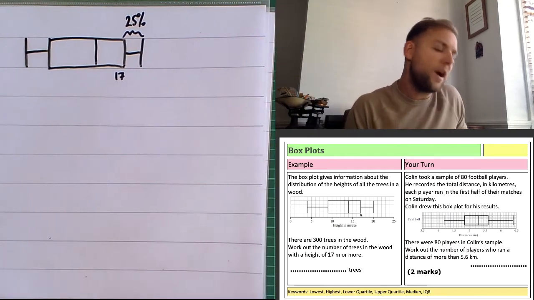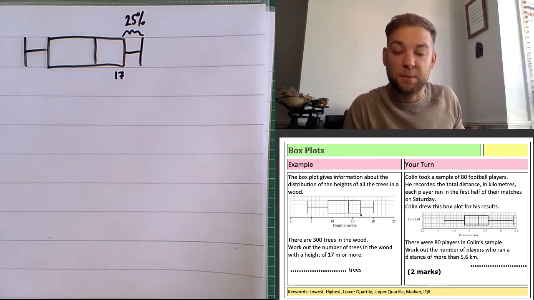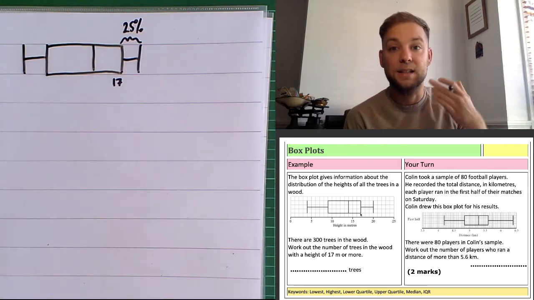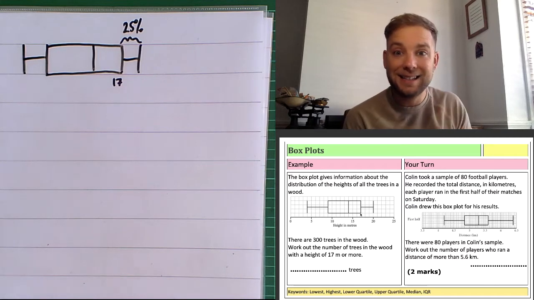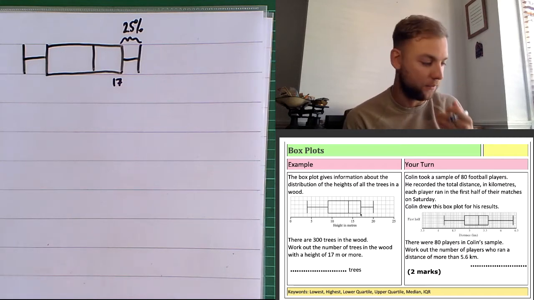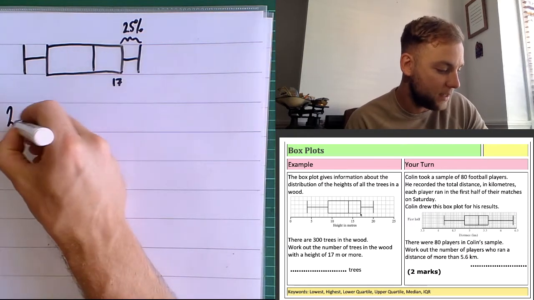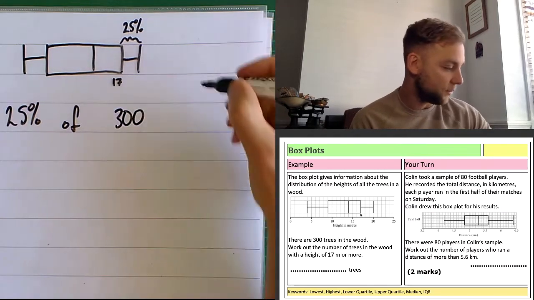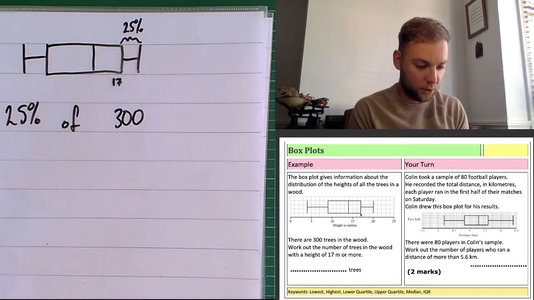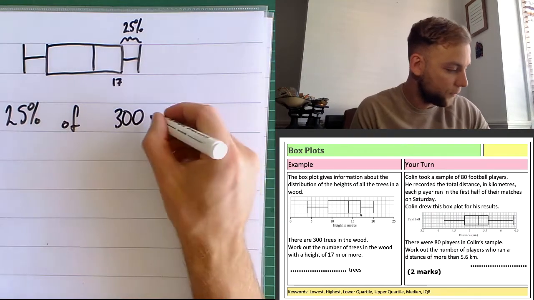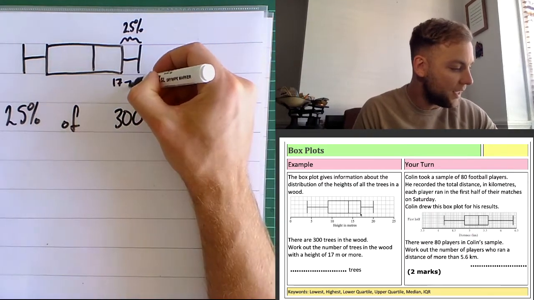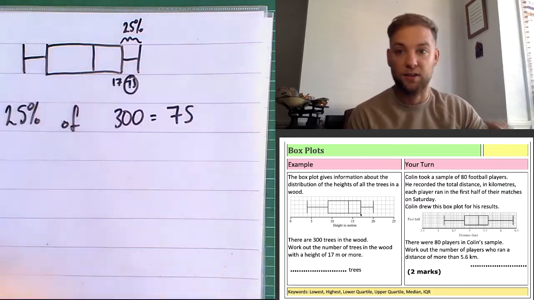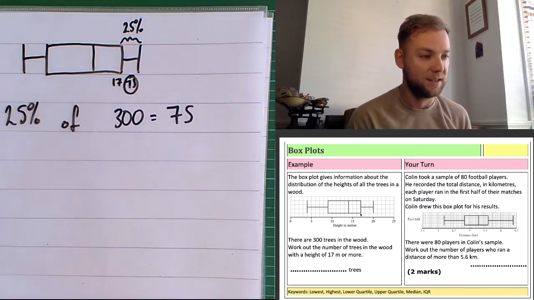Now, there's a few ways you can find 25%. You can either find 10%, times it by 2, then find 5% and add it on. But the best and easiest way to find 25% is to know that this is a quarter. So the easiest way to find 25% is to divide by 4. So 300 divided by 4 is equal to 75. So I know that this here represents 75 people, the amount of people in the very top quarter.